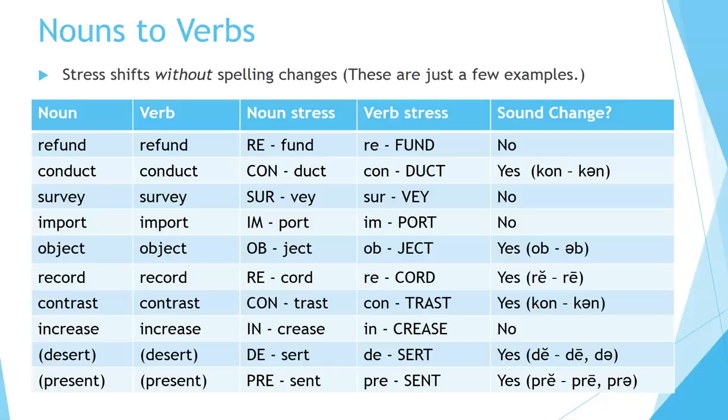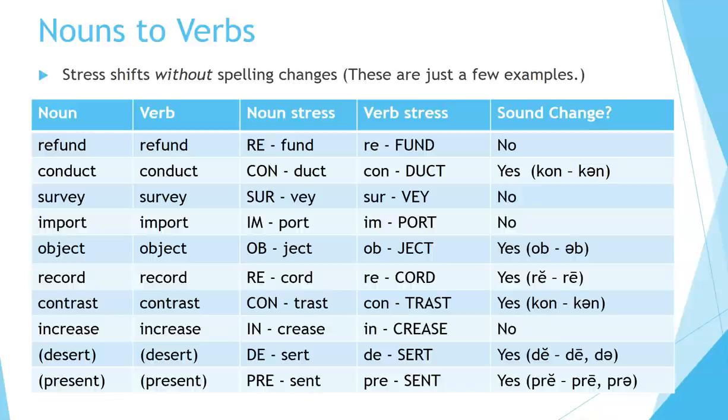Nouns to verbs. Stress shifts without spelling changes. These are just a few examples. I'm going to read from top to bottom in the first two columns, the nouns and the verbs. Then I will read from left to right in columns 3 and 4 to show you the contrast.